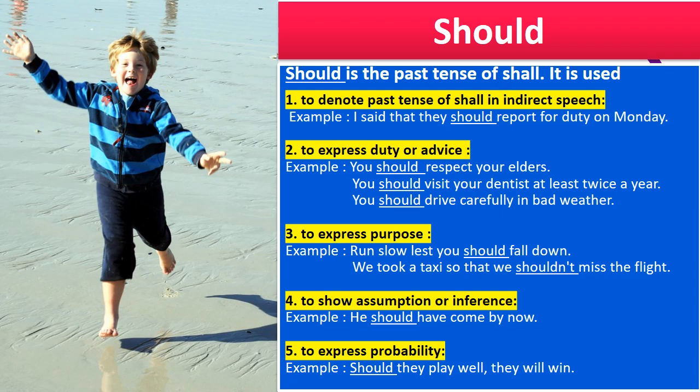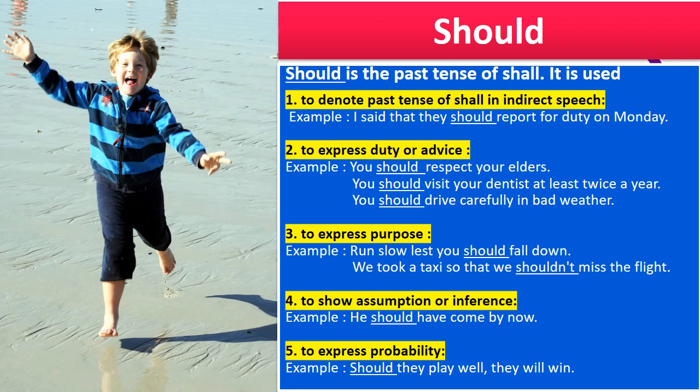Next use is to show assumption or inference. You are assuming something that this thing would have happened. For example, he should have come by now. Next, to express probability. For example, should they play well, they will win. So, probability of winning is there if they play well. So should is also used to express probability.